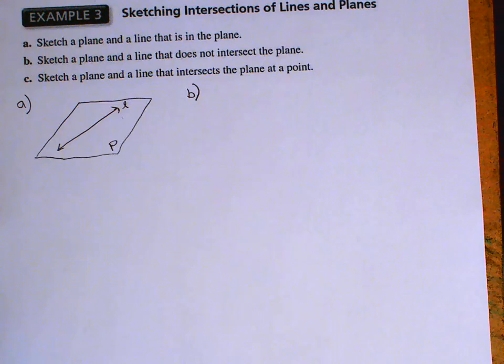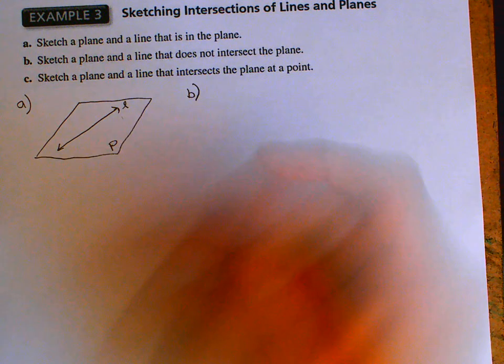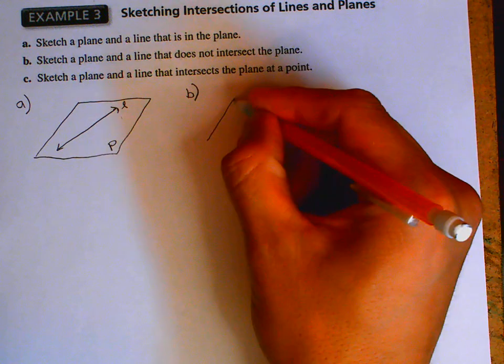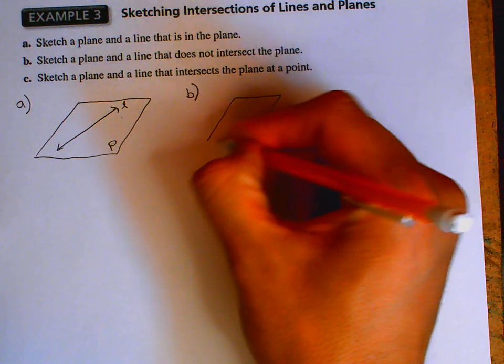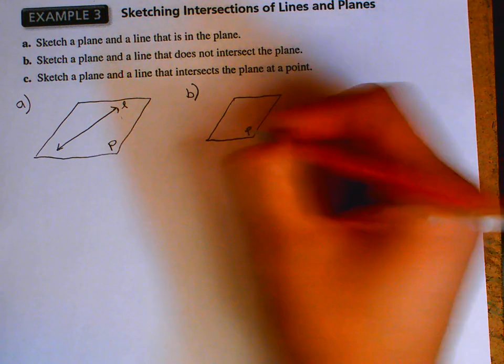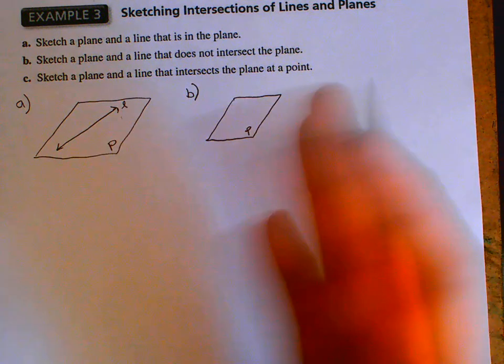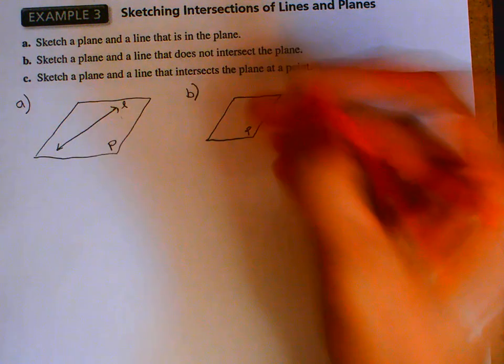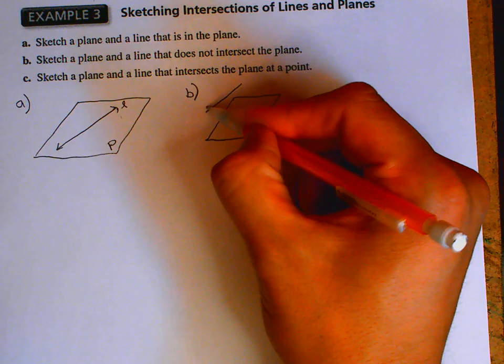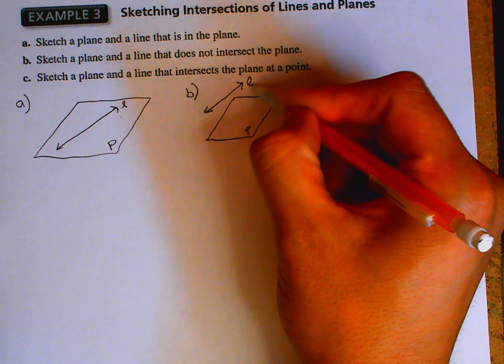Let's look at the second one. Sketch a plane and a line that does not intersect the plane. Oh, cool. Here's a plane, call it P, and a line that is not intersecting the plane. That means it's parallel to it. So I'm going to draw a line right there. Call it L.